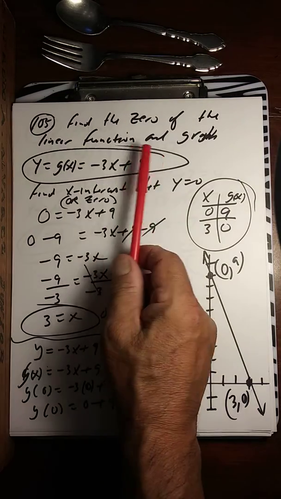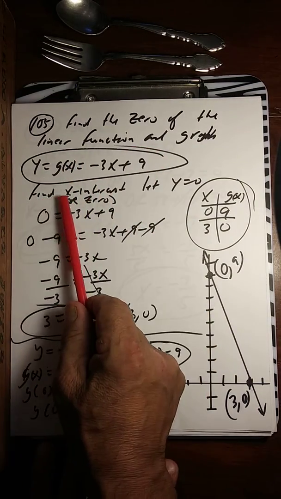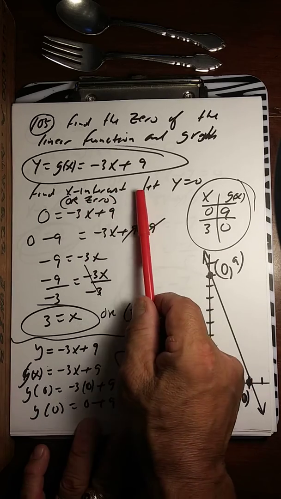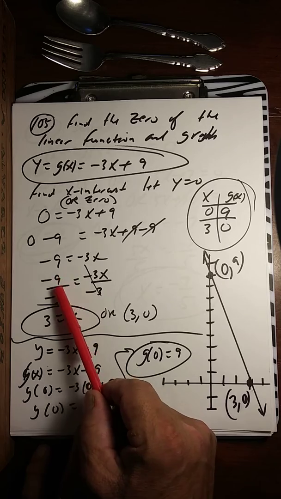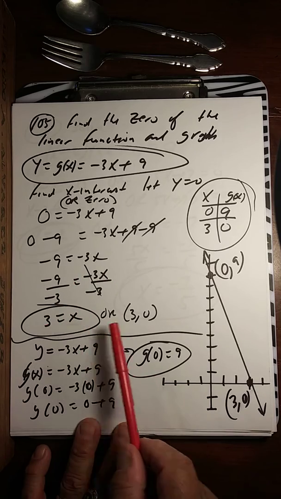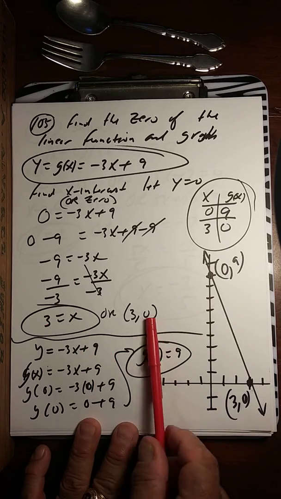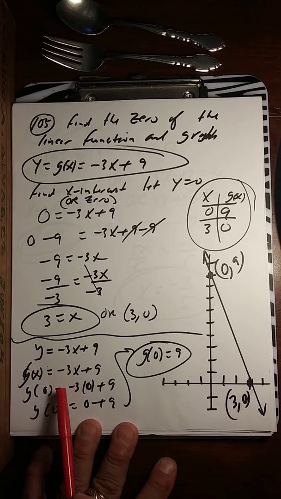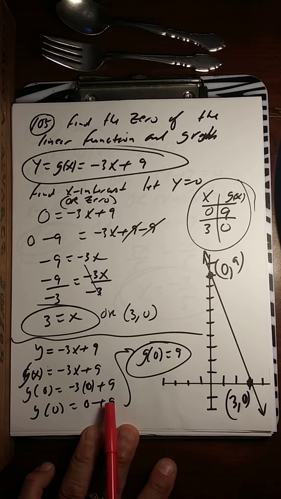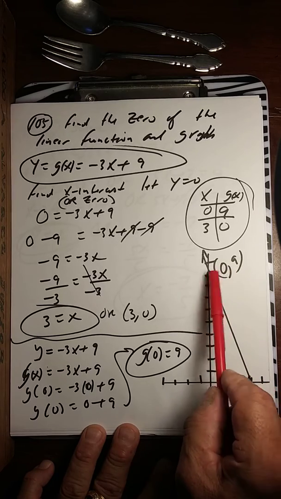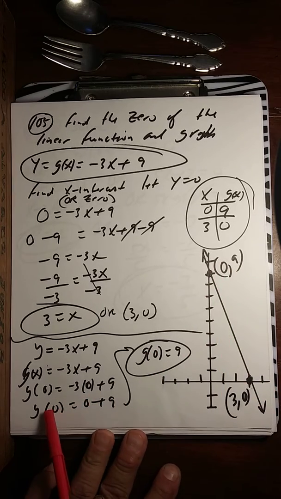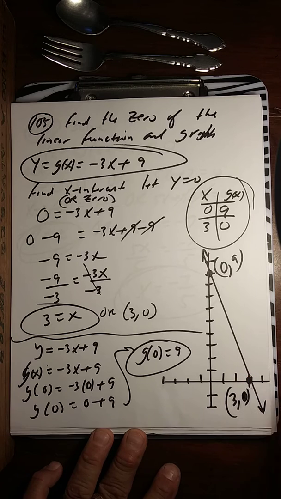Find the zero of the linear function. Again, find the x-intercept, which means the zero. Let y equal 0, so 0 equals this. Minus 9, minus 9, divide by 3, divide by 3. So x equals 3, or 3, 0. That's one point. Let's find another one. Put a 0 in there: 0 times that is 0, and 9 is 9. So we have 0, 9 and also 3, 0.